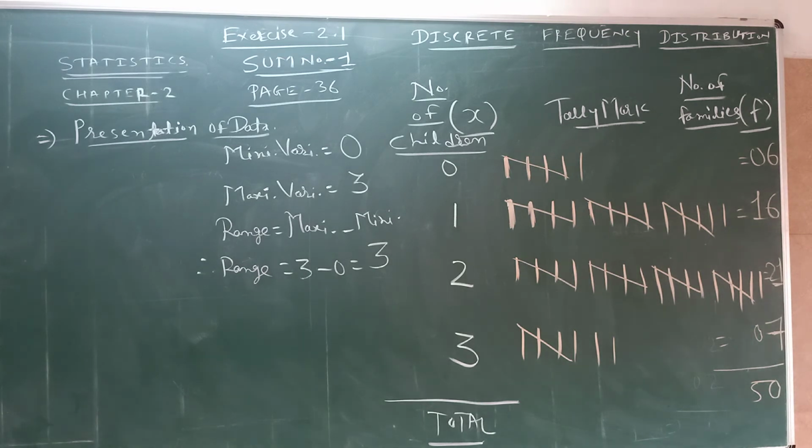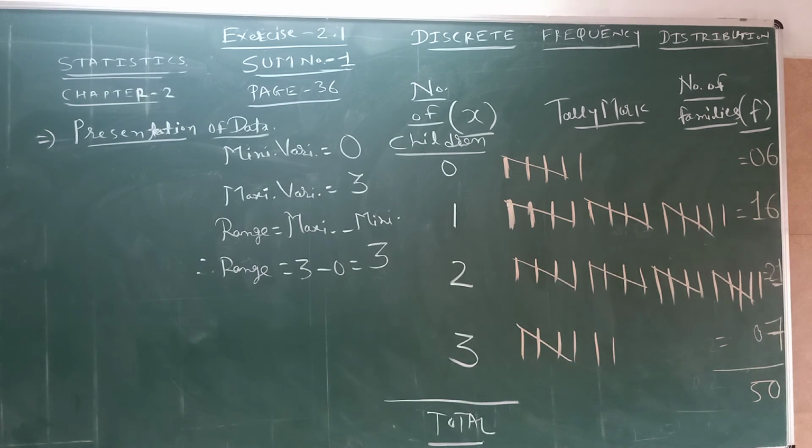After doing the tally marks of all the 50 observations, we do the total of the tally marks, that is our frequency, which is called number of families. Number of children is our variable, while number of families is our frequency. By the above discrete frequency distribution, we can see that families having 0 children is 6, having 1 child is 16, having 2 children is 21, and having 3 children is 7. Overall, there are a total of 50 families.